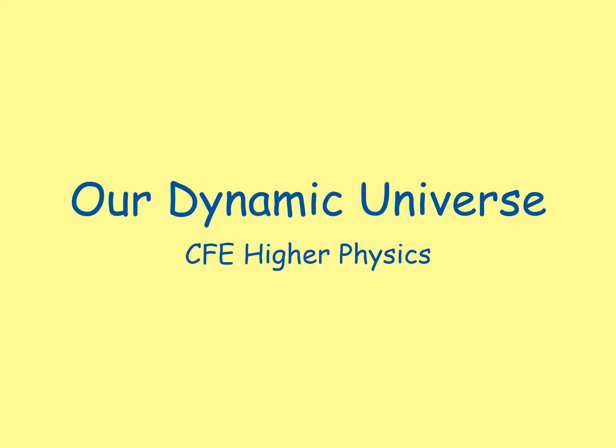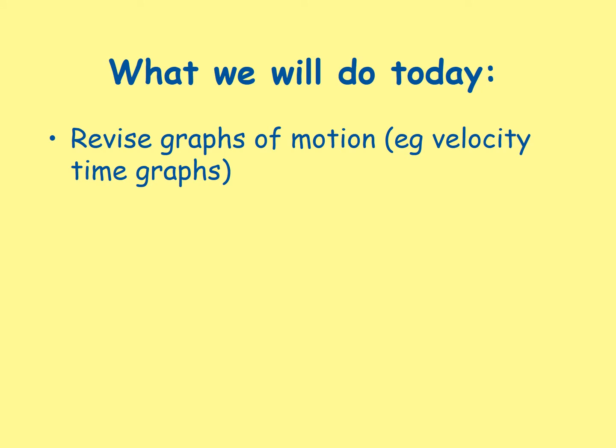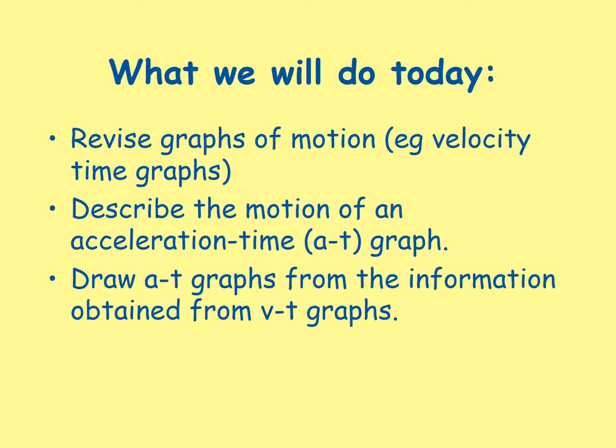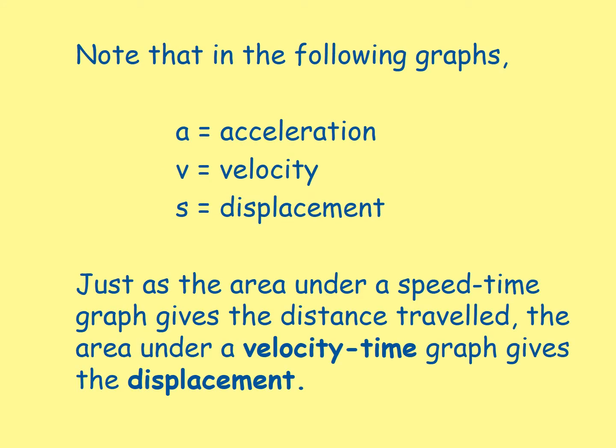Our dynamic universe. What we will do today is revise graphs of motion, describe the motion of an acceleration time graph, and draw acceleration time graphs from the information obtained from velocity time graphs. Graphs of motion. Note that in the following graphs, A stands for acceleration, V stands for velocity, and S stands for displacement. Just as the area under a speed time graph gives the distance travelled, the area under a velocity time graph gives the displacement.